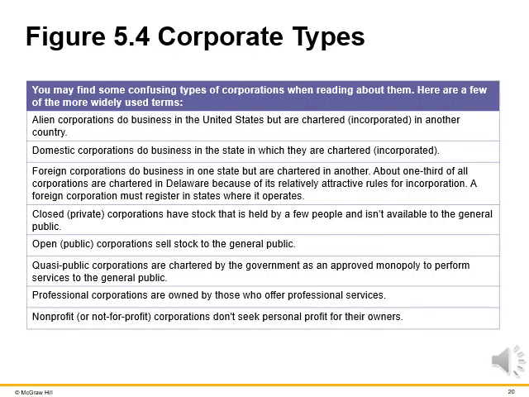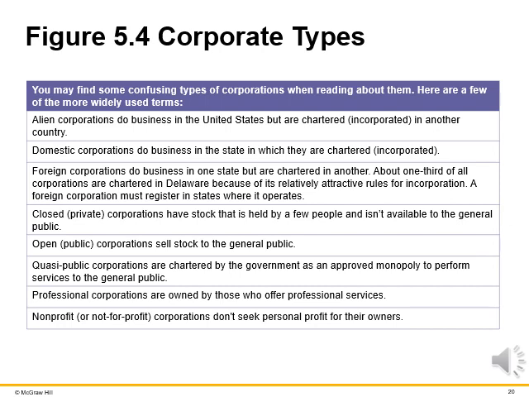This slide gives you a list of different corporate types. There are alien corporations that do business in the U.S. but are chartered in another country. Domestic corporations do business in the states where they're chartered. Foreign corporations do business in one state but are chartered in another. Closed private corporations have stock that is held by a few people and isn't available to the general public. Open public corporations sell stock to the general public.